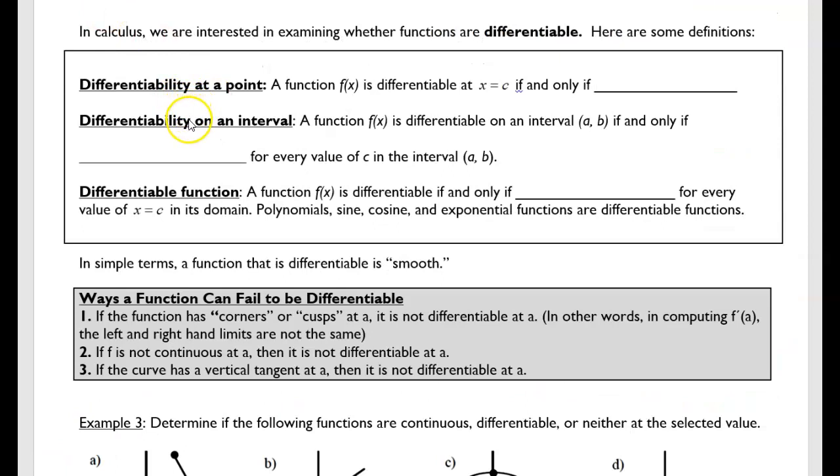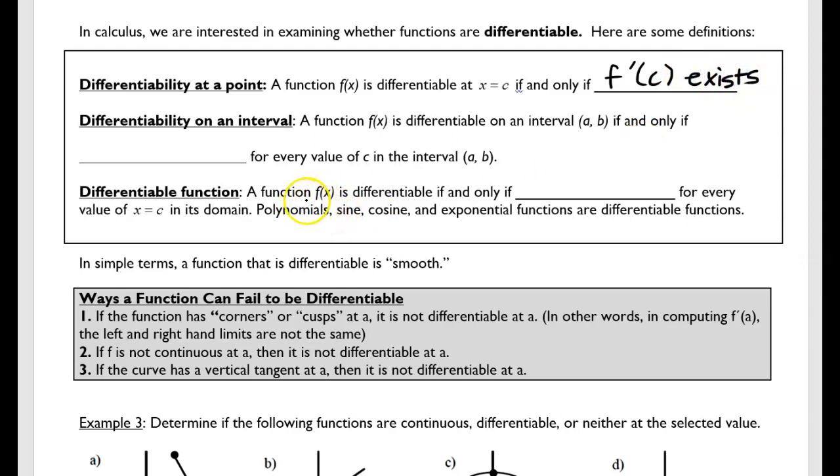So we just saw two cases where our derivative doesn't exist. One was at a vertical tangent, and another was at a corner. In calculus, we're interested in examining whether functions are differentiable. That means you can differentiate them, or that their derivative exists. So some definitions: a function is differentiable at a point if and only if f prime of c exists. If the derivative exists at that point, then we call it differentiable.